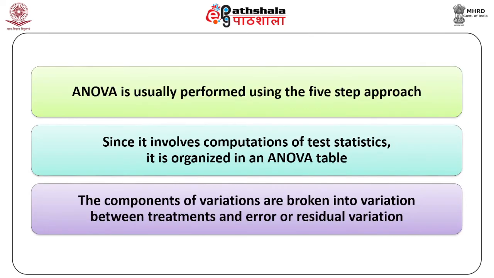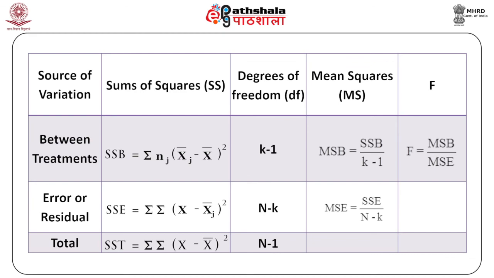ANOVA procedure. ANOVA is usually performed using the 5-step approach. Since it involves computations of test statistics, it is organized in an ANOVA table. The components of variation are broken into variation between treatments and error or residual variation. As we can see in the table, we have sources of variation, which is between treatments and error or residual. Then we have sum of squares, degrees of freedom, mean squares, and F. The table shows the respective formulas to derive the ANOVA table.